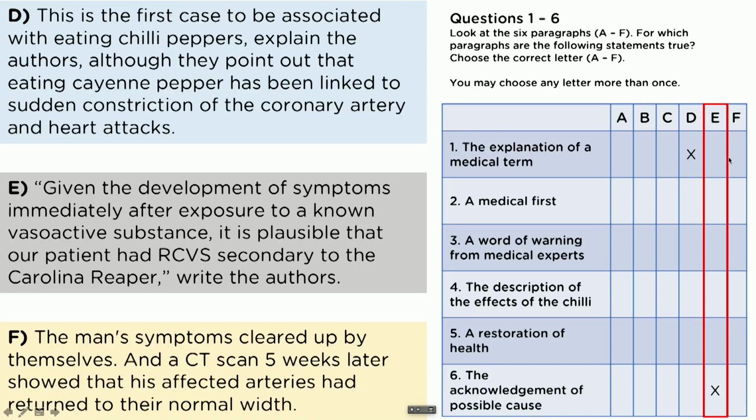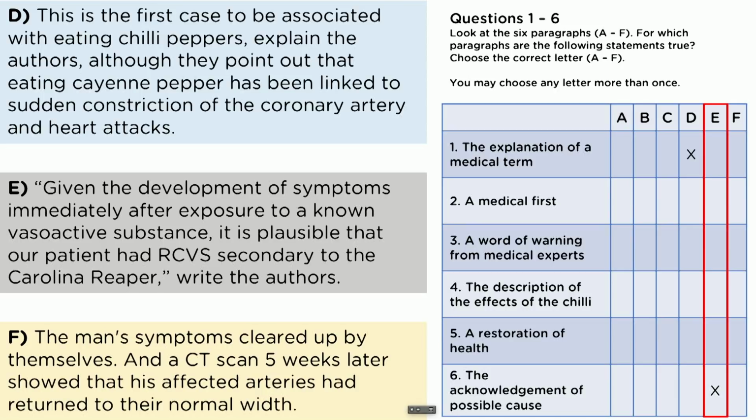Given the development of symptoms immediately after exposure to a known vasoactive substance, it is plausible that our patient had RCVS secondary to Carolina Reaper, write the authors. 6, the acknowledgement of a possible cause. It is plausible that blah, blah, blah, blah, blah. So number 6 is E. If you got 6E, you are doing extremely well.